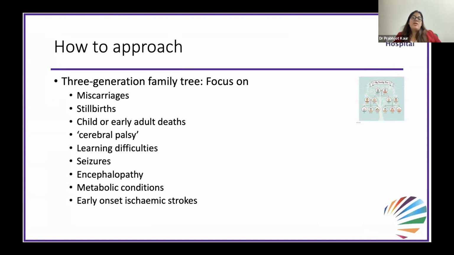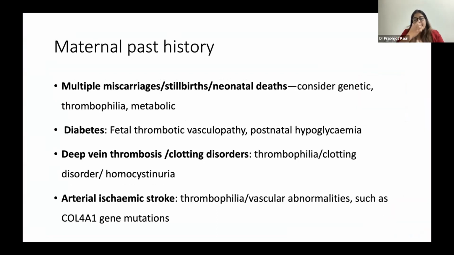Because these may be certain metabolic conditions, neuromuscular conditions, which are termed loosely as cerebral palsy. Learning difficulties, again, can be a marker of metabolic disorders. Family members with seizures or encephalopathic episodes, known metabolic conditions, or early onset ischemic strokes need to be delineated. So we need to ask this history proactively and know in case any of these histories is present. Now, in addition to that, we need to know about the maternal past history.